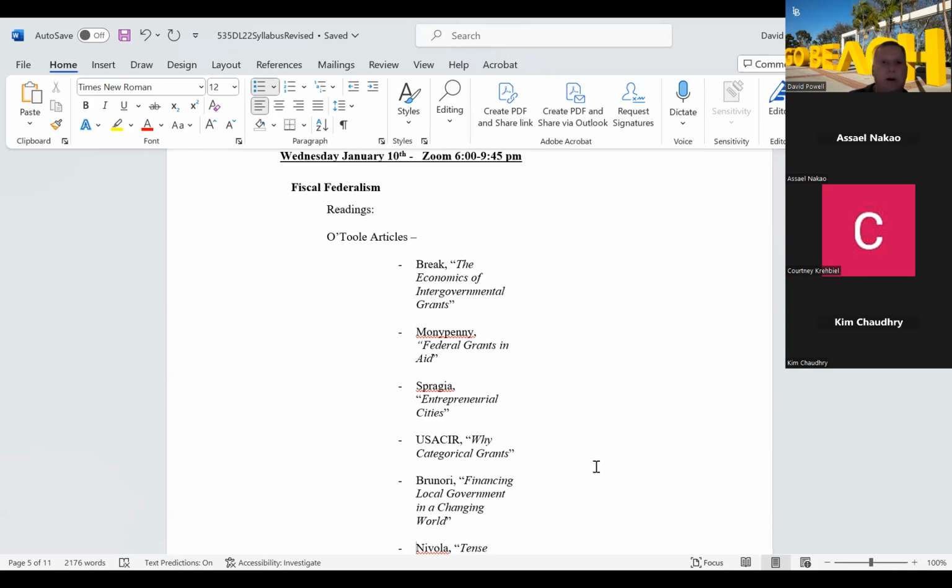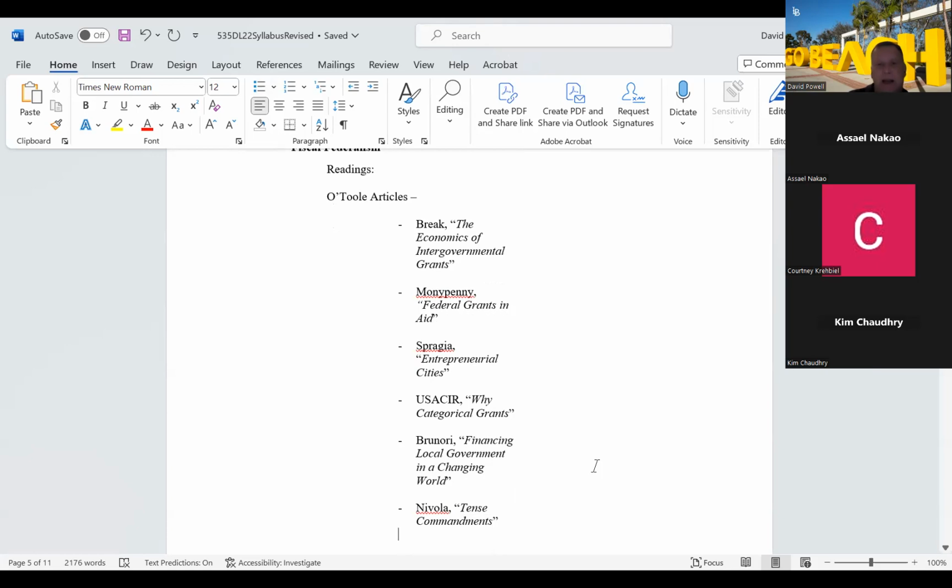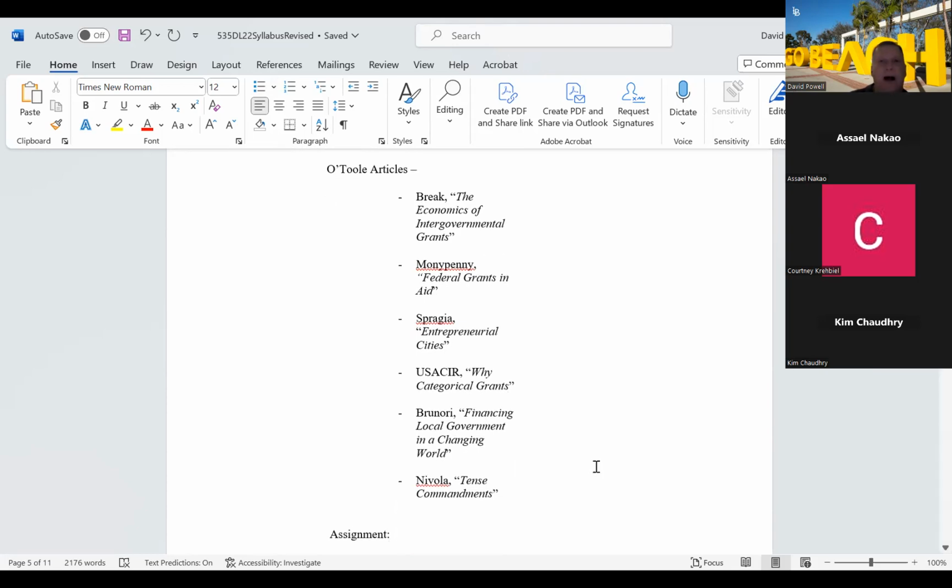The George Break article provides us with a good typology, if you will, of different types of grants, and lays out formula grants versus project grants and categorical grants versus block grants. It's a really good way of framing our understanding of the use of federal grants and aid. Philip Moneypenny, and yes, that's his actual name, Moneypenny, looks at federal grants and aid and gives us a reason why federal grants and aid are so popular in our intergovernmental system.